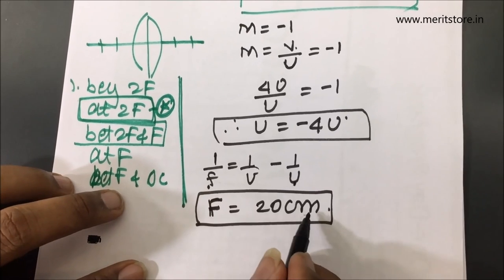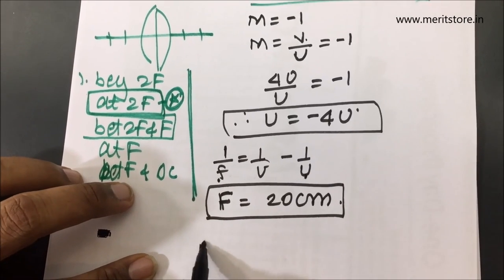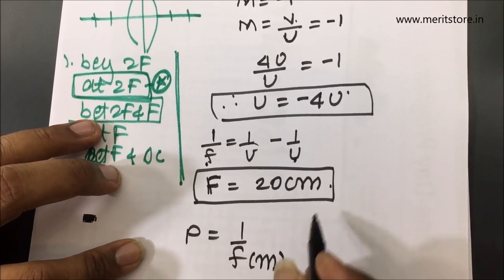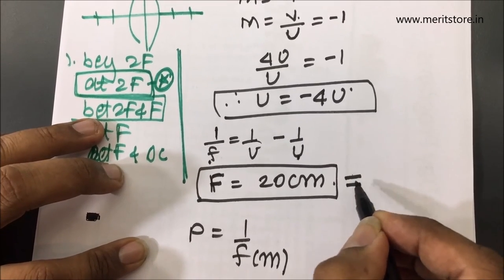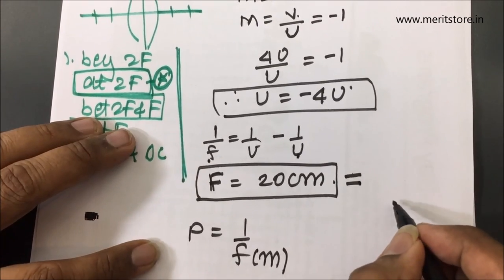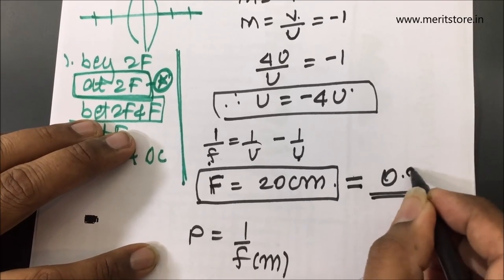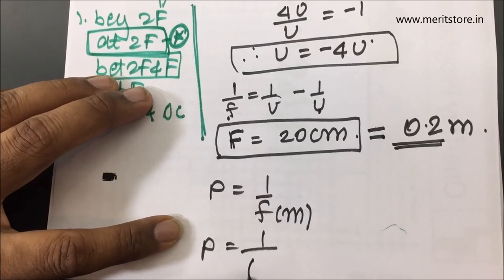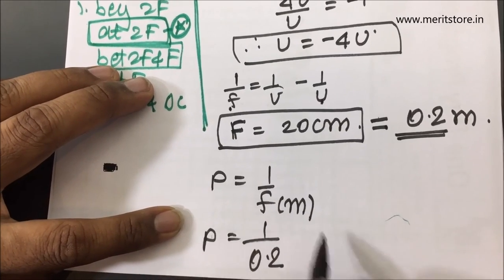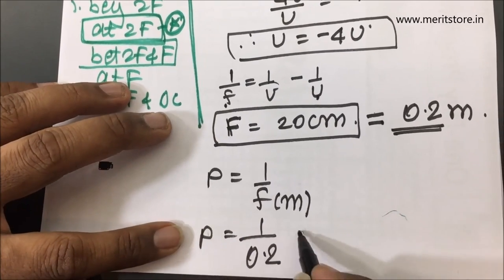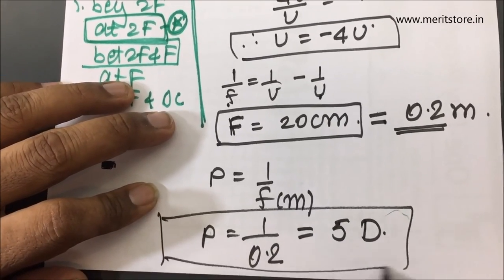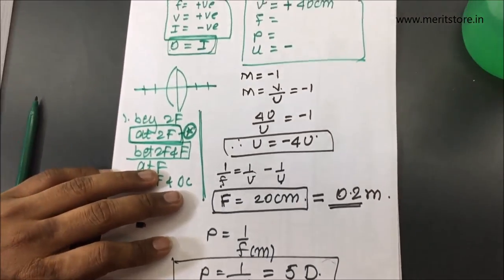So, I have F is equal to 20. Now, what do I do once I get F? This is in centimeters. For me to get power, which is 1 upon F, this has to be in meters. So I will convert this into meters first. My first step is to convert this into meters, 0.2 meters. Now power is equal to 1 upon 0.2. Do the math, get the calculation, and you will get this is equal to 5 diopters. Easy peasy.